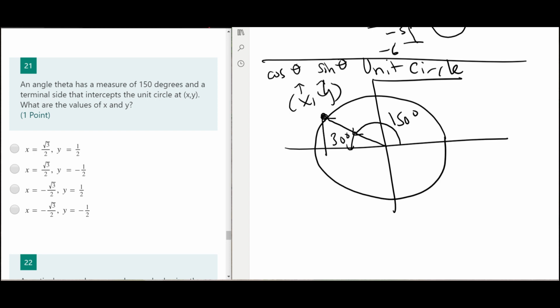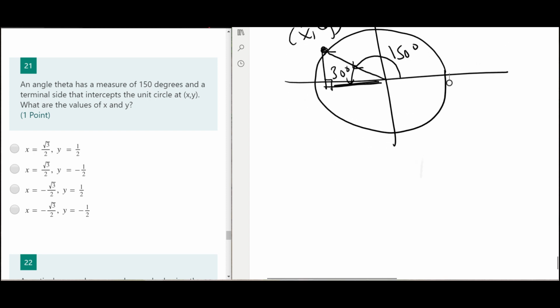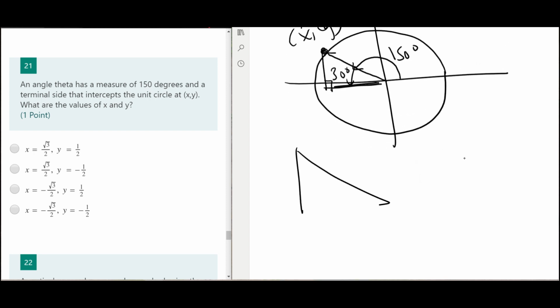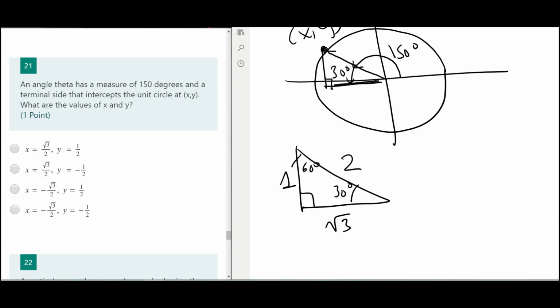So we can draw a reference triangle that looks like that. If that's 30, this is 60. Remember the shortcut that I showed you: if this is 30, this is the square root of 3, because 3 goes with 3. And if that's 60, that's going to be 1. And then the hypotenuse is always going to be 2. And then you can use your angles from this. So in this example, we're looking for x and y.